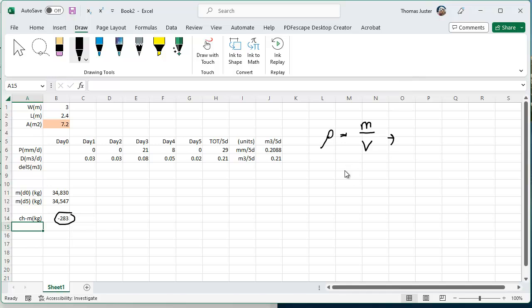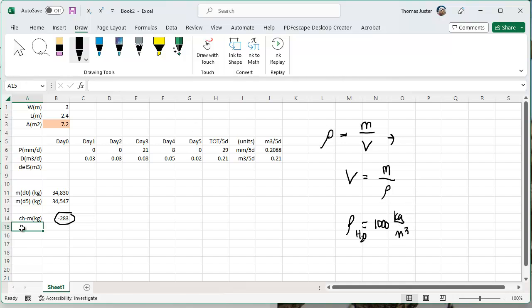So just rearranging, I get the volume is equal to the mass divided by the density. And in this case, we know that the density of water is 1,000 kilograms per meter cubed. That's something you probably should know.